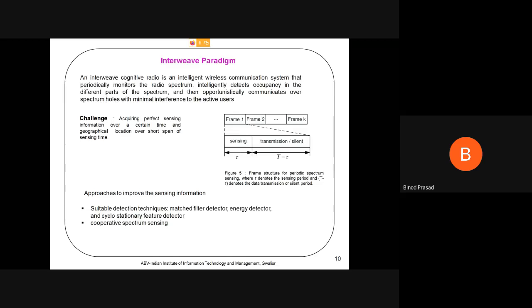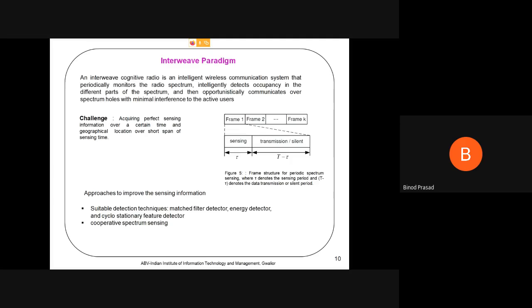The energy detector measures the energy in a given band, the band which the user is supposed to utilize. It senses that band, measures the energy, and based on a certain threshold it decides whether a user is there or not. This threshold plays an important role. That means the noise floor must be known to the user, so that it can differentiate between the interference produced by the PU and the noise. If it fails to differentiate, then the sensing may not be accurate.